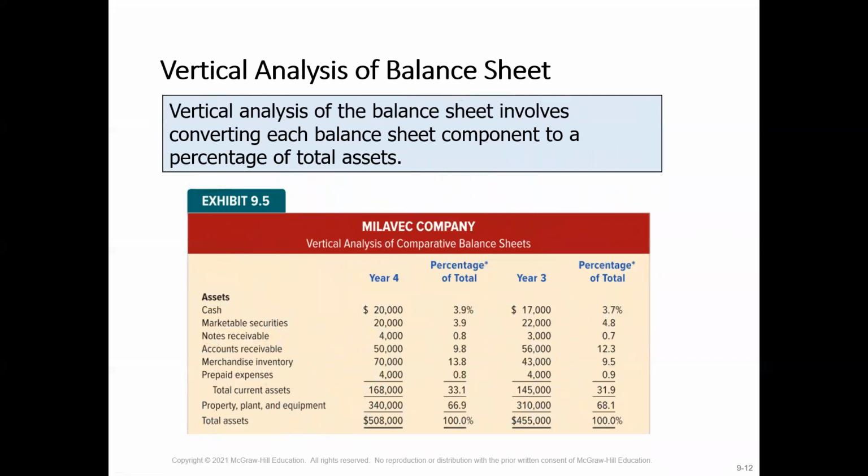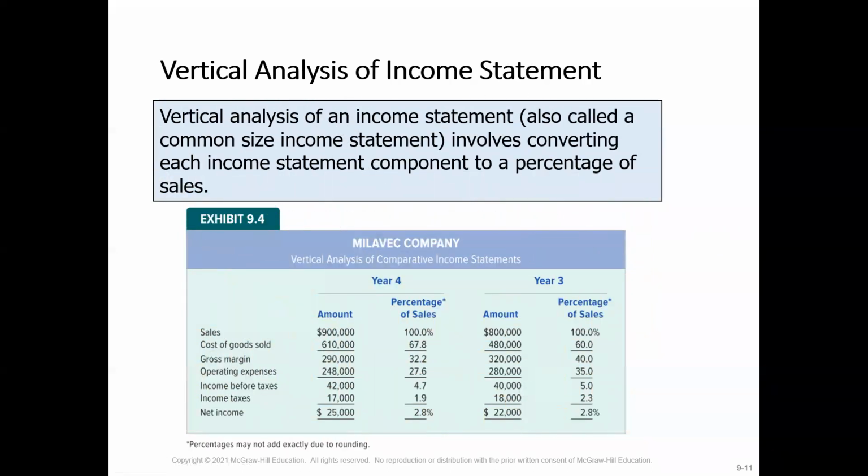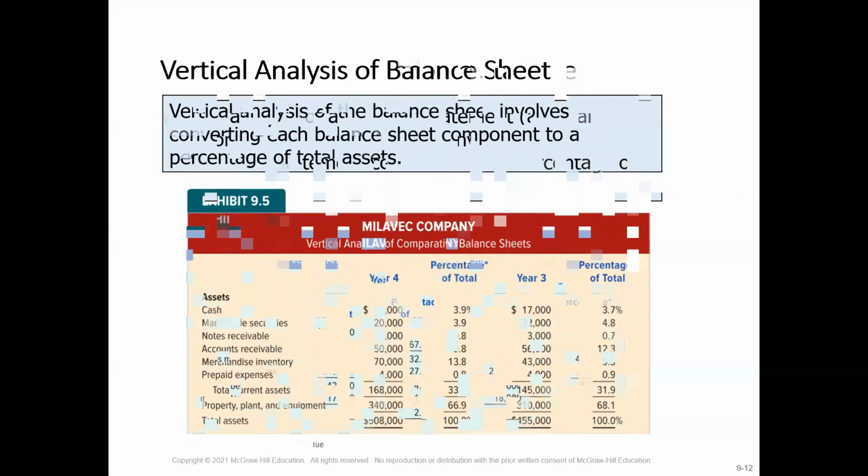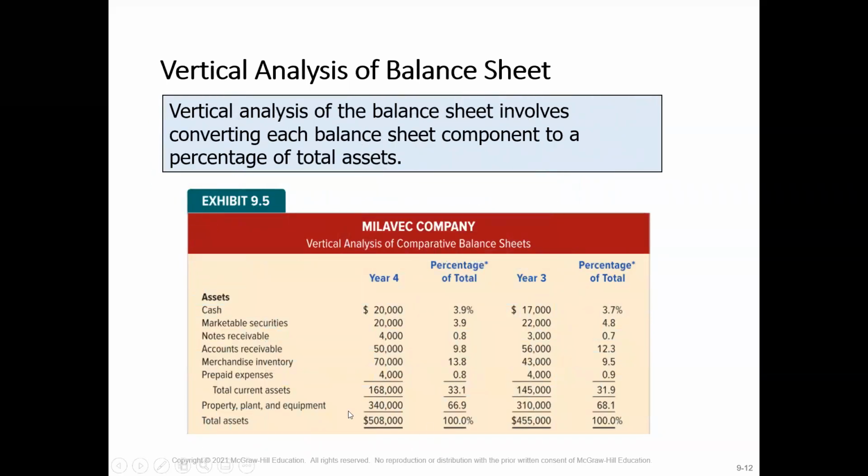Okay, so for an income statement, total sales will be your benchmark figure. Every income statement item would be expressed as a percentage of total sales. For a balance sheet, that benchmark figure is total assets, for both the asset section and the liabilities plus owner's equity section, or stockholders' equity.